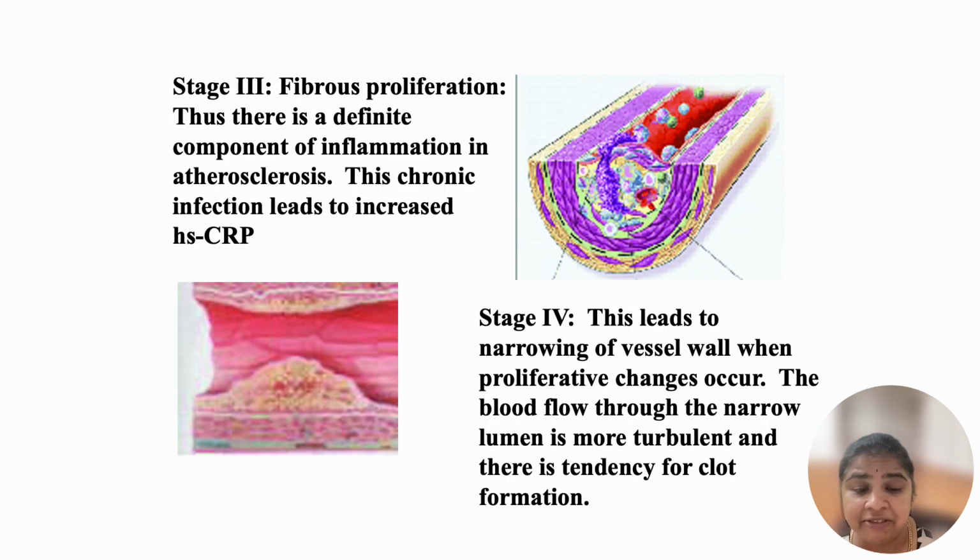Stage 3 is fibrous proliferation. Because of this inflammation and various adhesion molecules being generated, this leads to increase in fibrous tissue, that is inflammation and fibrosis. So, there is proliferation of cells, and this is what is going to form the plaque. In stage 4, there is narrowing of the vessel wall.